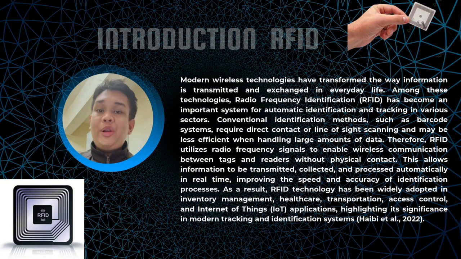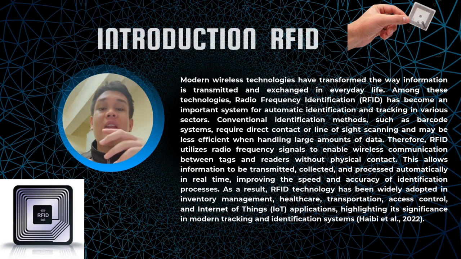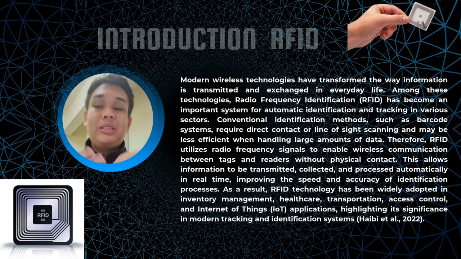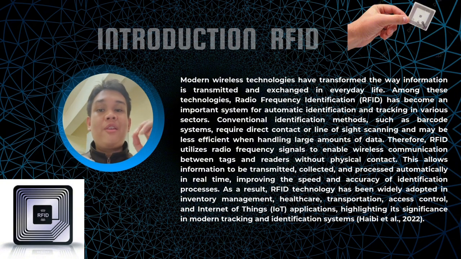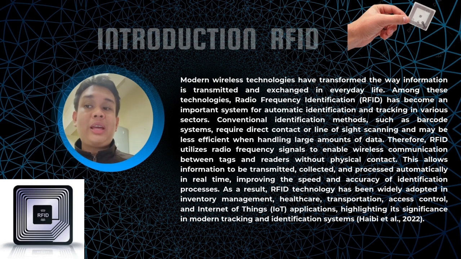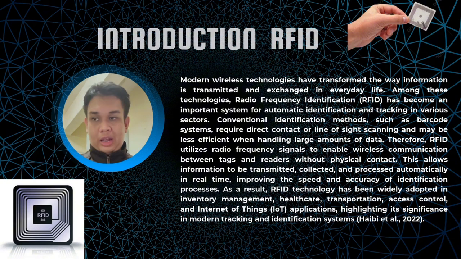So, as you know, modern wireless technologies have transformed the way information is transmitted and exchanged in everyday life. Among these technologies, radio frequency identification has become an important system for automatic identification and tracking in various sectors. Conventional identification methods such as barcode systems require direct contact or line of sight scanning and may be less efficient when handling large amounts of data.